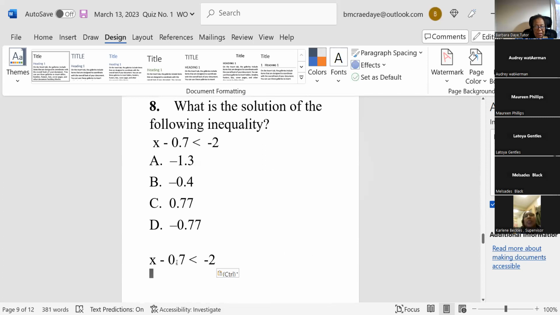So when you add the 0.7 to a negative 2, what do you get? Add 0.7 to a minus 2. What do you get, Mercedes? One second. I'm trying to read through the calculator. Try to remember what I got.